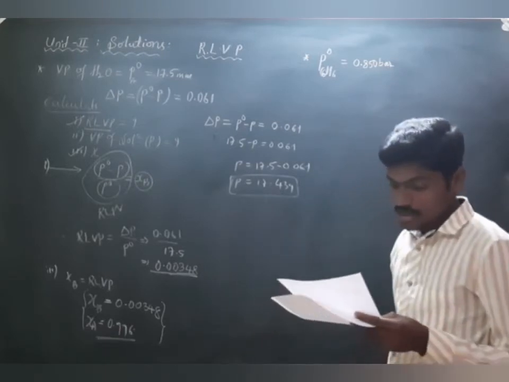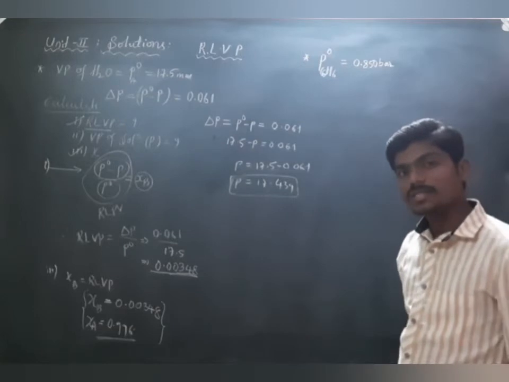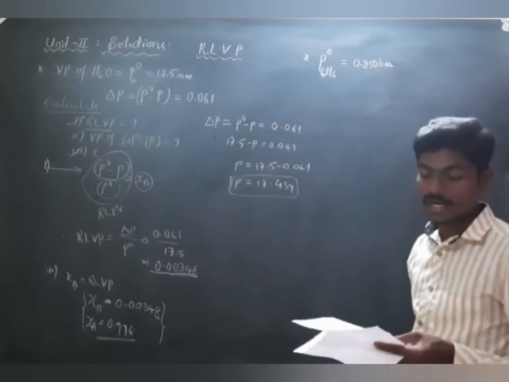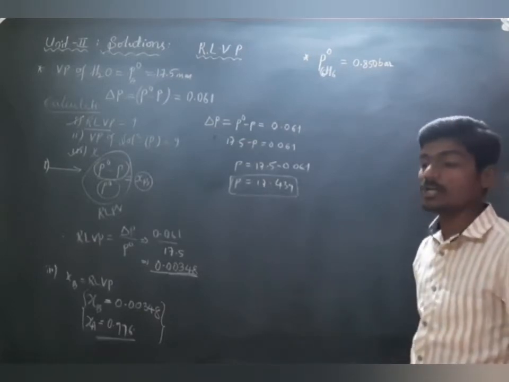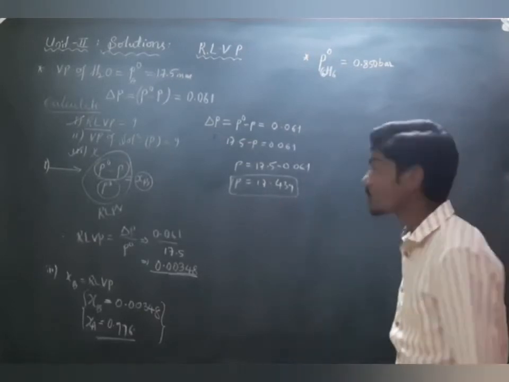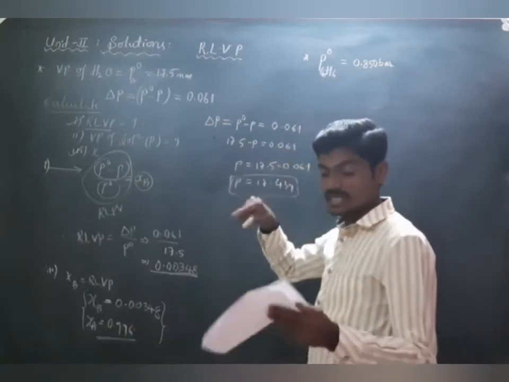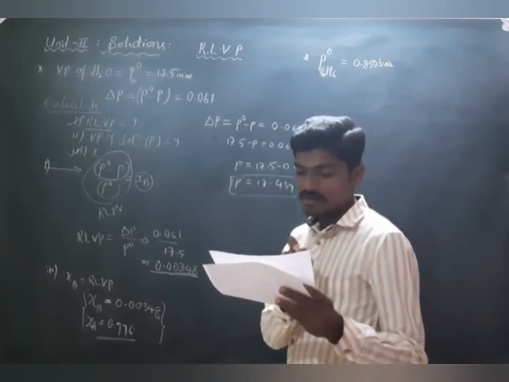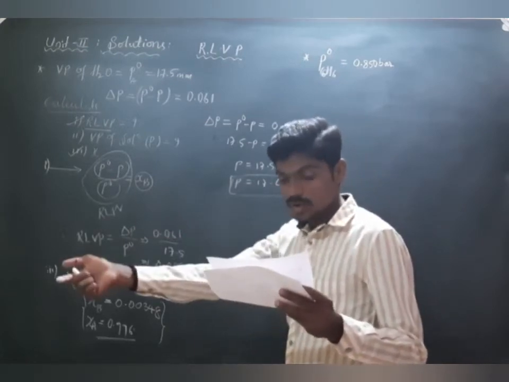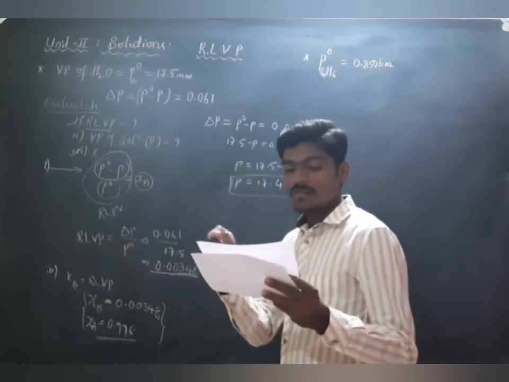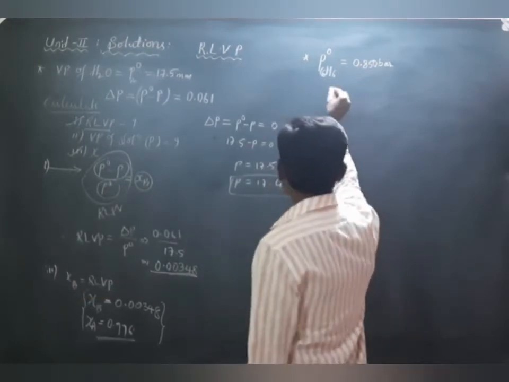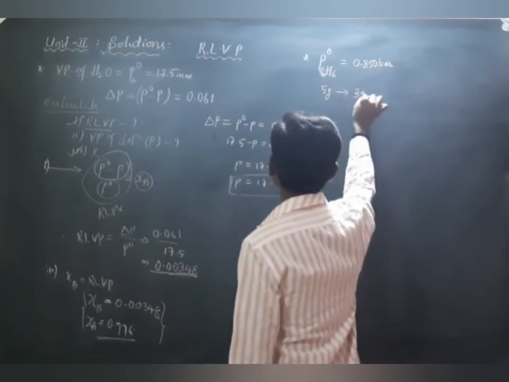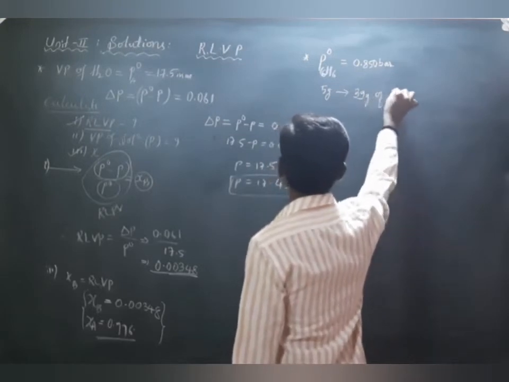Next, 0.5 gram of a non-volatile, non-electrolyte solid solute is added. Read the question. 0.5 gram of that solute is added to what? To 39 gram of benzene.